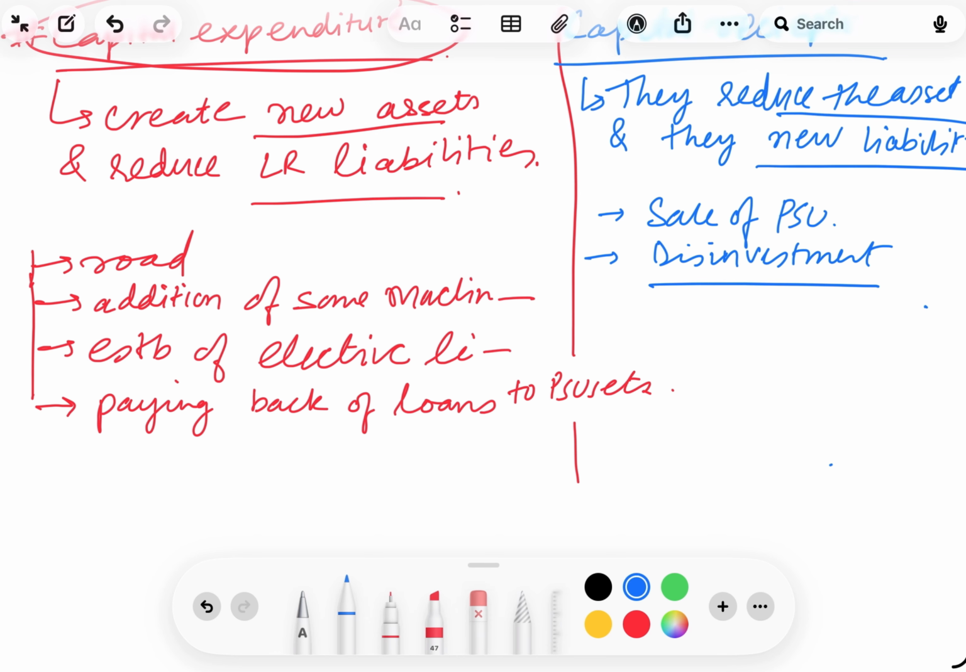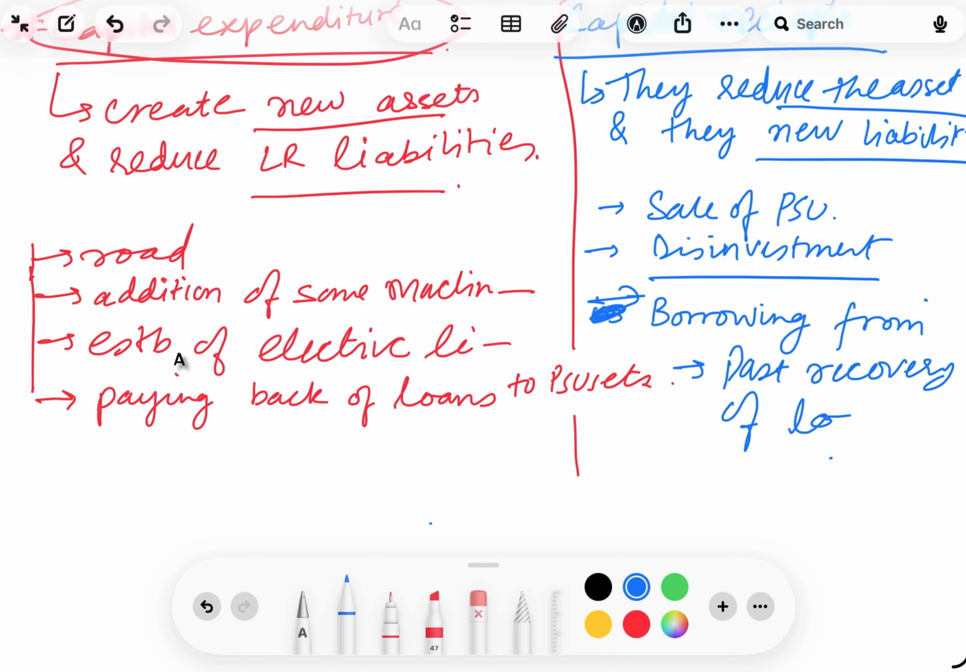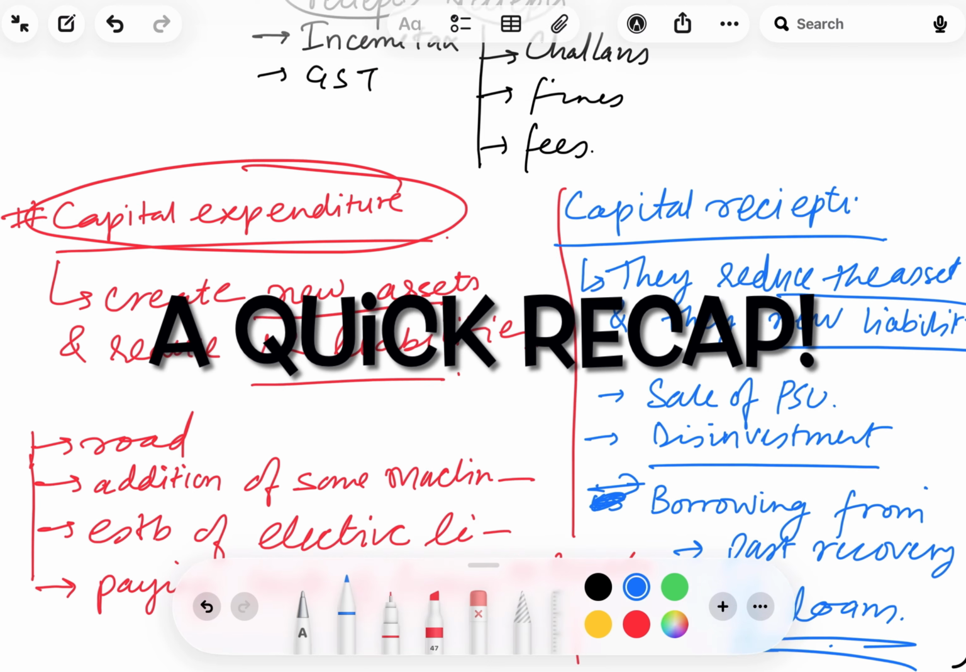Another one is borrowing from other banks, other institutions. And again, past recovery of loans. So all of these things, this is the entire talk.